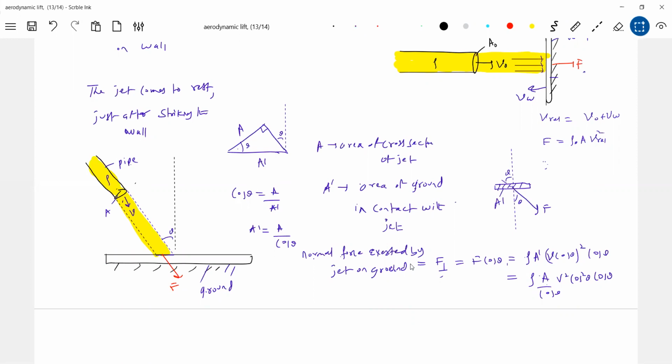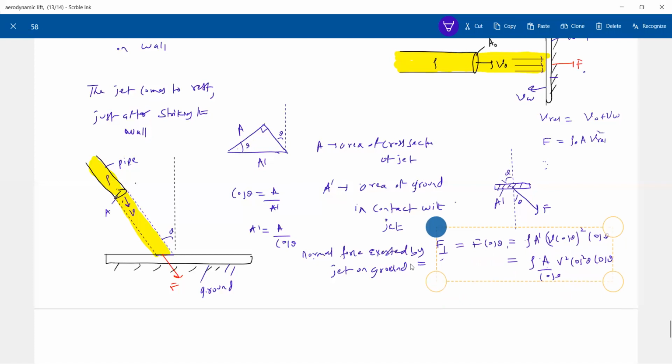So in total how much will we get? Rho A V square cos square theta. Fine. If you want pressure, rho V square cos square theta will become the pressure. Even the velocity should be resolved. That's the basic idea. If the wall is inclined, or the jet is coming at an angle theta, you have to be careful.